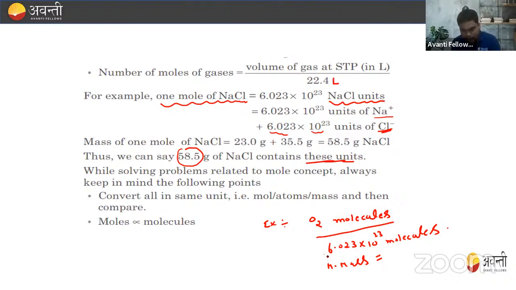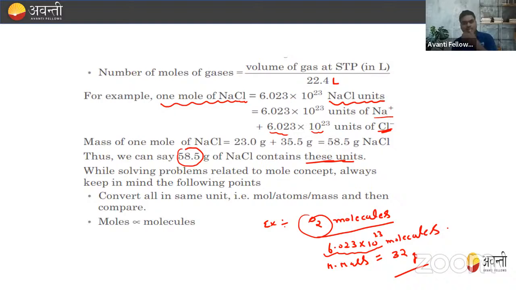This is now 1 mole. So 1 mole is always equal to the molecular mass. What is the molecular mass of O2? The molecular mass of O2 is 32 gram. It means 32 gram consists of 6.023 into 10 to the power 23 molecules. So in 32 gram, this many molecules of O2 are present.